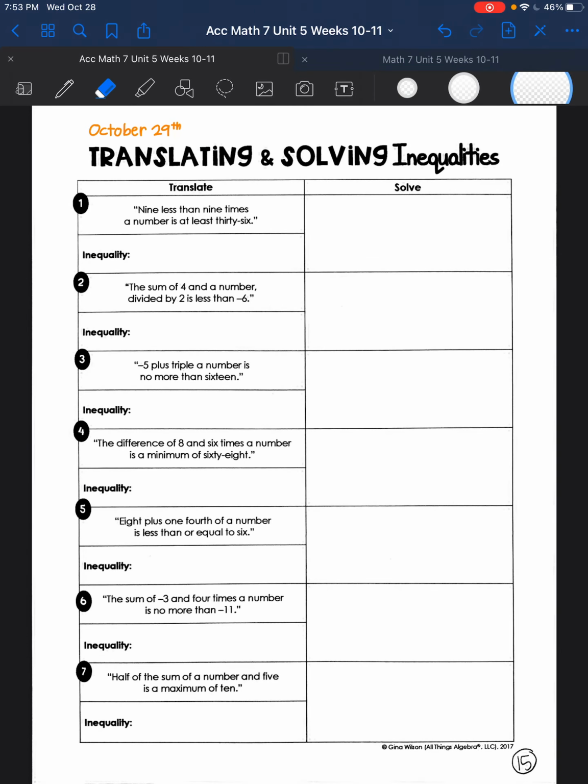Hey guys, today is October 29th, and we are talking about translating and solving inequalities. Now, you already know how to solve inequalities, but when we say translating inequalities, that means that you're going to take an inequality from a word statement and put it into a numerical statement.